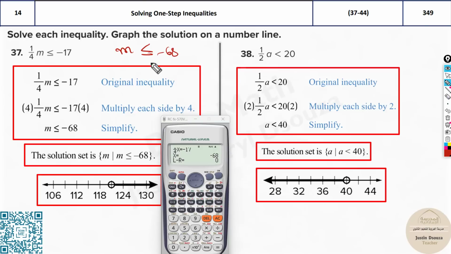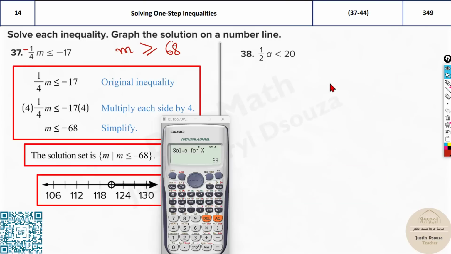Now I will show you just over here, what if it was minus 1/4 m? What if it was minus? Then you need to make sure the sign flips. Now look at this one. You can just press shift, solve, and equal to. Now the answer is 68, not negative 68. So let's write 68. But there is a problem here. This inequality is not the same, it swaps because you have a minus sign. Let me show you why.